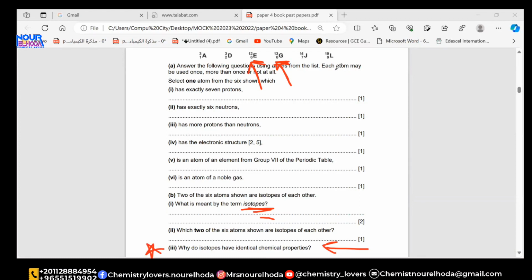I like this question so much because it's really good. Why do isotopes have identical chemical properties? Why do you think they have? Why in general do isotopes have similar chemical properties? Why do you think?